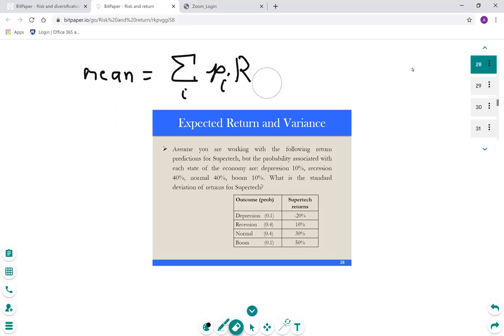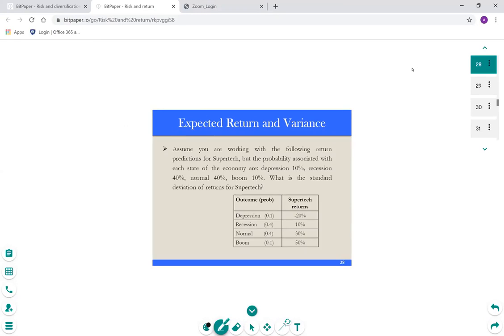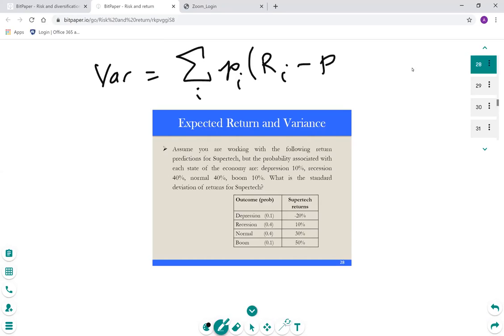Now, if we're also thinking about variance, that has an equivalent or a corresponding formula as well. The variance is going to be given by the sum over all contingencies of the probability of that contingency times the value of the returns in that contingency minus the mean, and you're going to square that. That's technically the formula for variance when you know the probabilities.